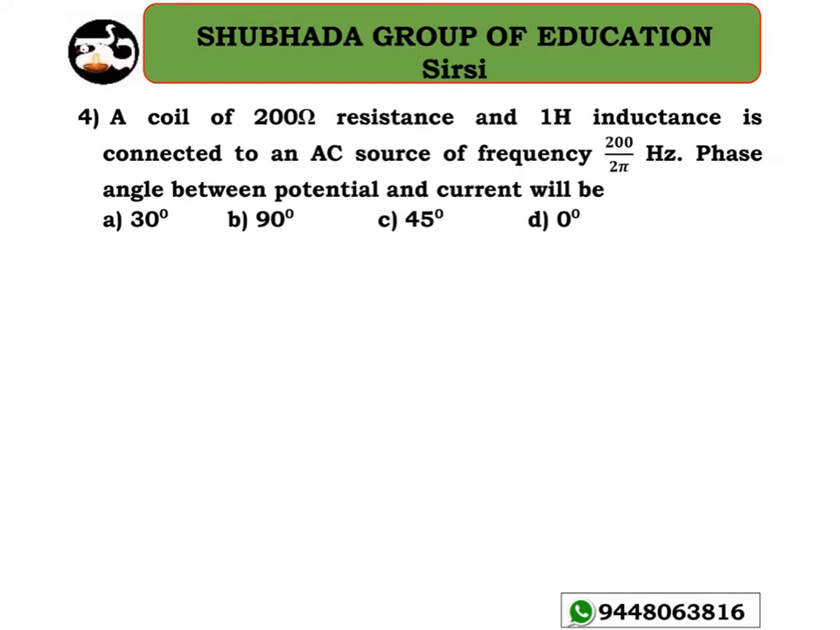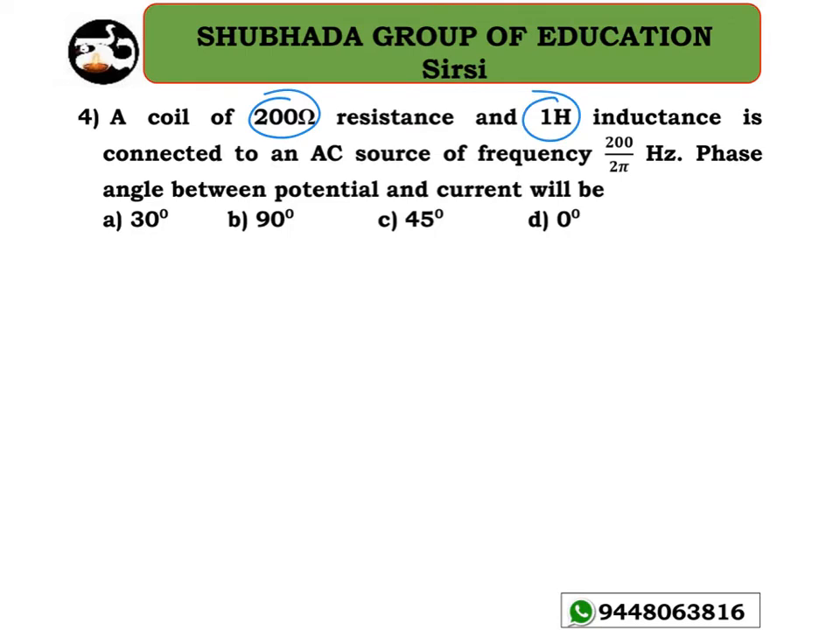A coil of 200 ohm resistance and 1 Henry inductance is connected to an AC source of frequency 200 divided by pi hertz. The phase angle between the potential and current will be? Here again it is the same type of problem, because it includes resistance and inductance.